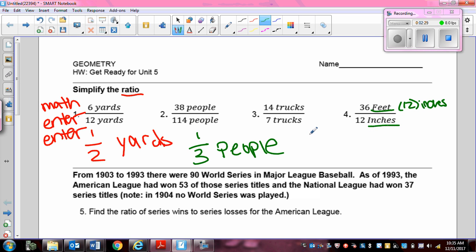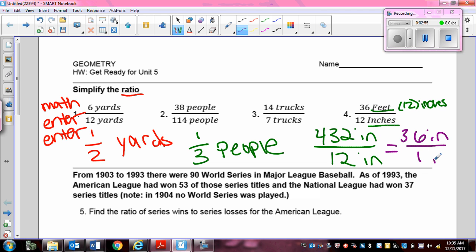So now we have 432 inches over 12 inches. And we can plug that into our calculator, 432 divided by 12. Press enter, and then math, enter, enter. And actually, that just gives you 36. But we don't write it as a whole number. We write it as 2 numbers still. So any whole number is always divisible by 1.